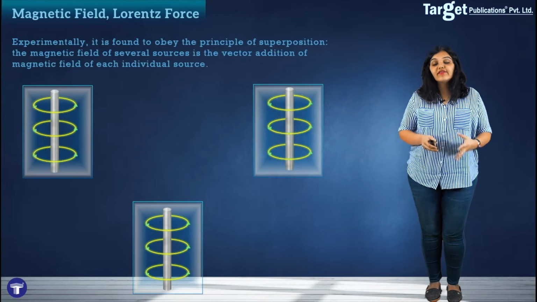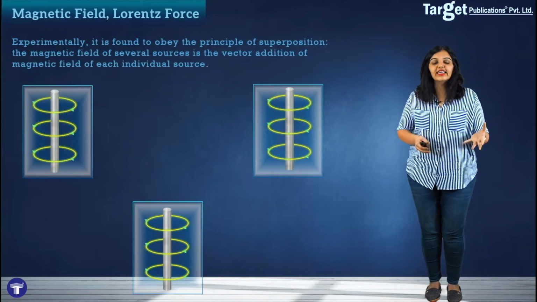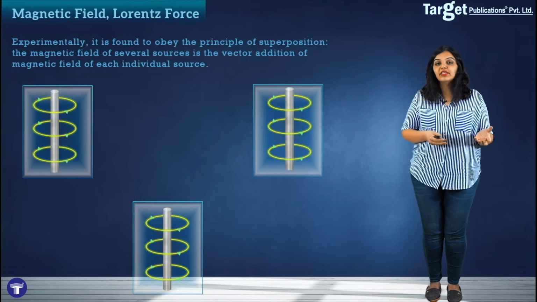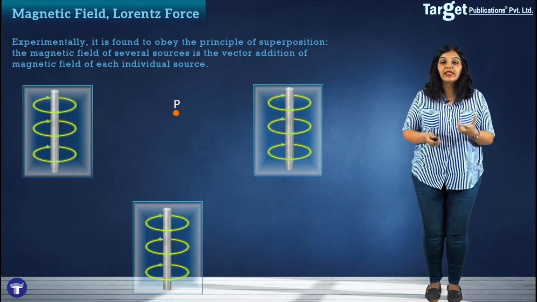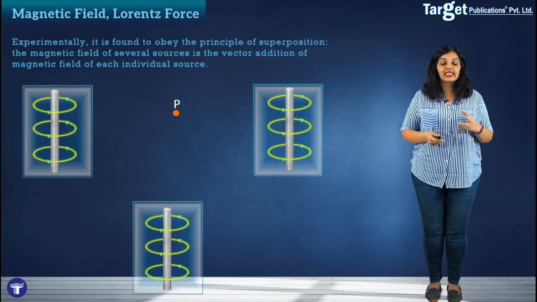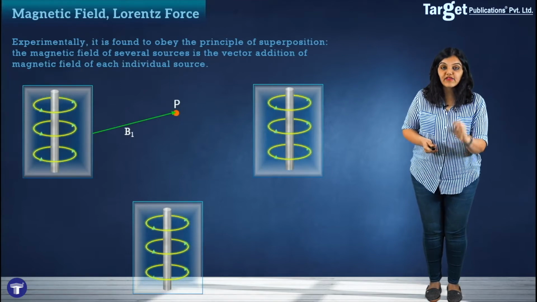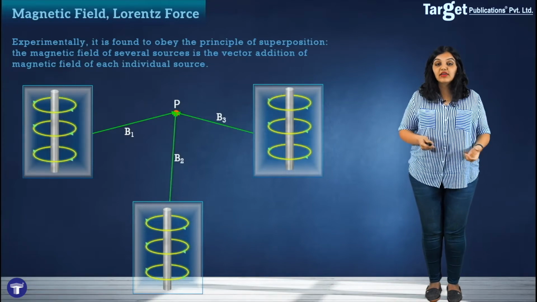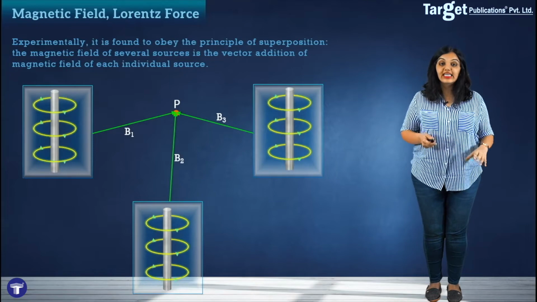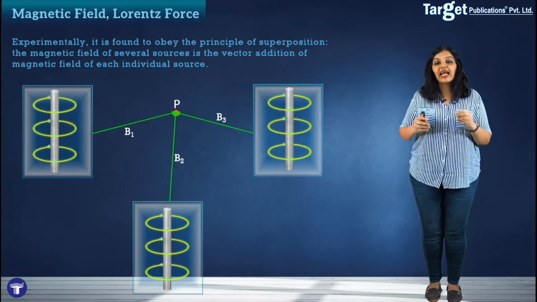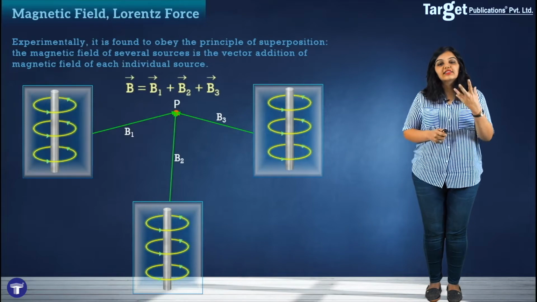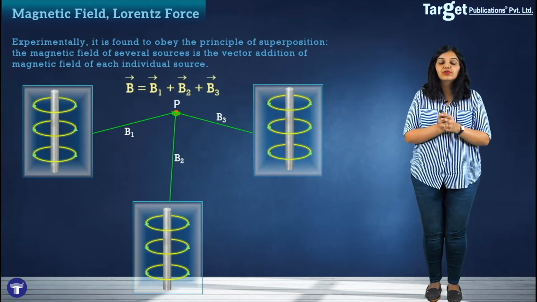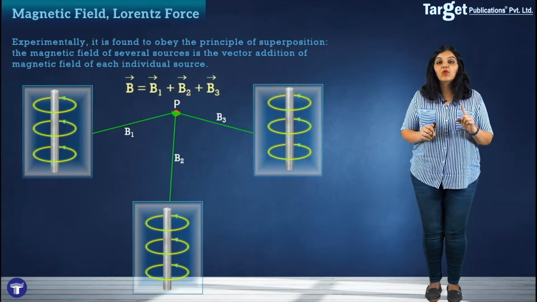So we have not yet given you a formula for the magnetic field, but I am already telling you that it's going to follow the principle of superposition, which means that, for example, if you try to find out the magnetic field at a point P due to three different current carrying conductors, then you have to find the magnetic field at P due to the first one, and that due to the second one, and that due to the third one, and add them all up vectorially, and that will give you the total magnetic field at point P. So as you can see, this magnetic field also follows the superposition principle.